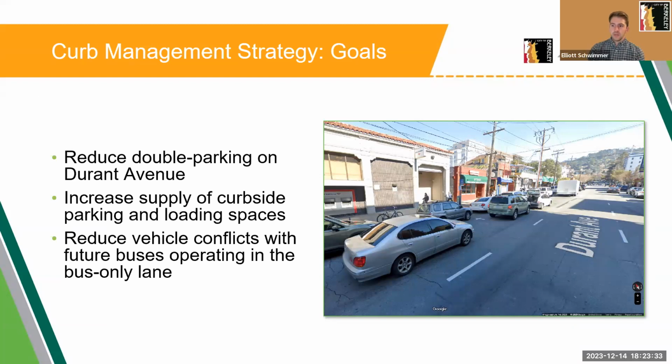Thanks, Brendan. In a complementary but separate project, the city will be implementing a curb management strategy with the following goals: to reduce instances of double parking on Durant Avenue between the mid-block crossing east of Telegraph Avenue and Bowditch Street, to increase the availability of curbside parking and loading spaces so vehicles can pull all the way up to the curb and are less likely to double park in a general purpose lane, and to reduce the potential for vehicle loading conflicts with future buses operating in the bus-only lane on the south side of the street. Next slide.